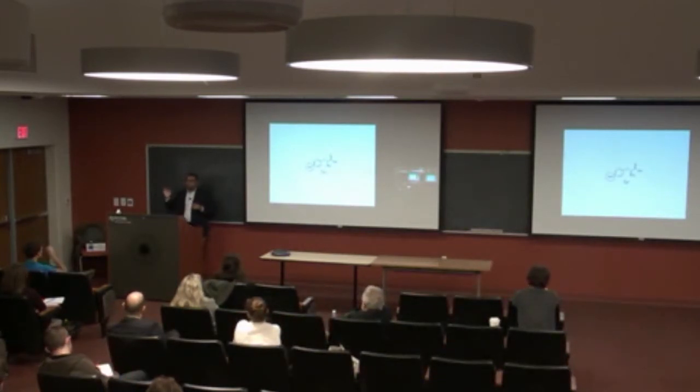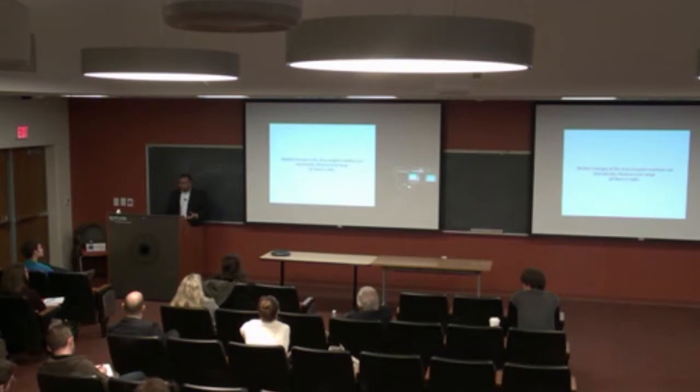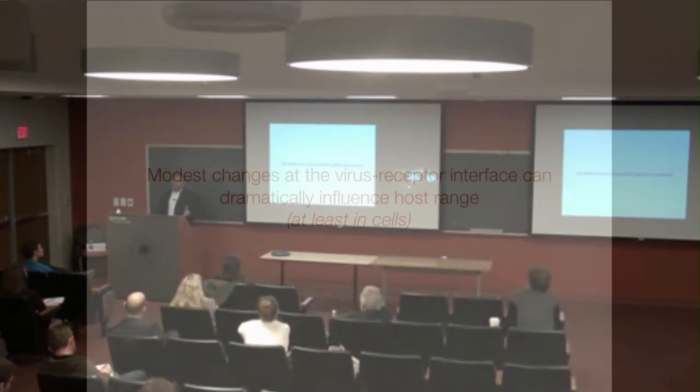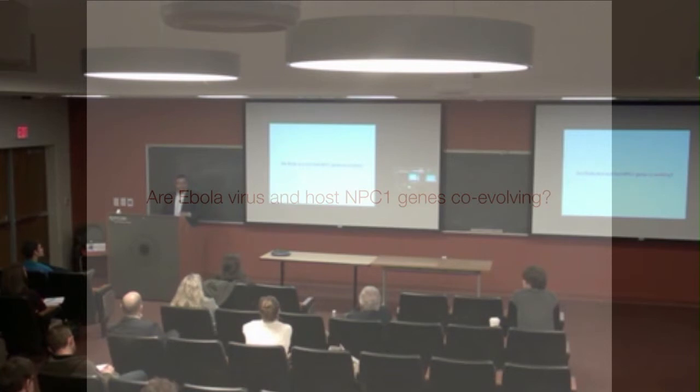So you could totally envision situations in nature where there's a single amino acid change in some kind of bat that doesn't allow the virus to bind and makes those bats resistant to infection, even though it doesn't really affect the ability of the bat to do its normal cholesterol business. So that's the take home: these modest changes in the receptor interface can dramatically influence host range. Of course, this is all in cells, and we need to go into animals.